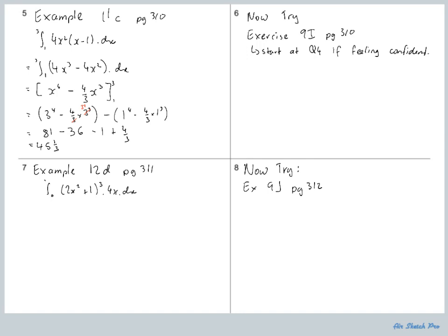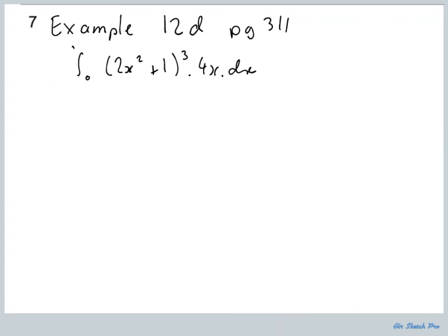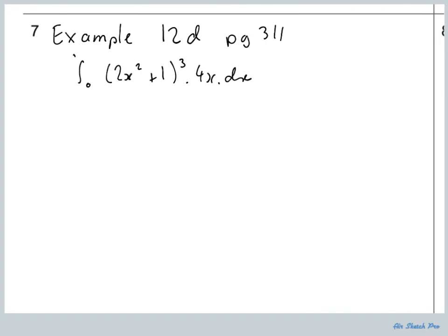So here we go. We're looking at example 12D on page 311. You don't need to have it open because I've got it there on the screen anyway. I'll zoom up so we can just focus on that problem and nothing else. Example 12D looks horrible, but it is not too bad. But there's a couple of little tricks you need to pay attention to. So we're asked to find the integral on the interval 0 to 1 of (2x squared plus 1) all cubed multiplied by 4x with respect to x.